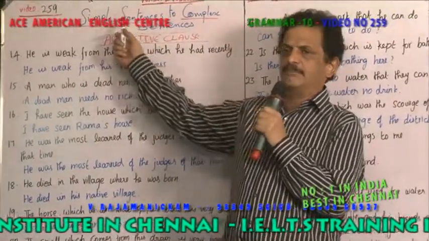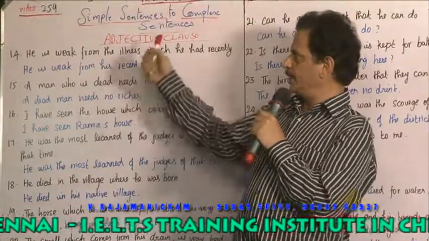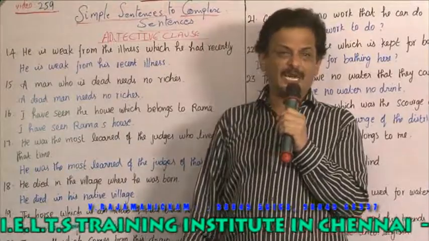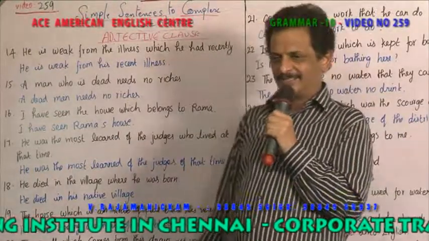The topic is simple sentence and complex sentence. And here in complex sentence, we have come to adjective clause. What do you mean by adjective clause?